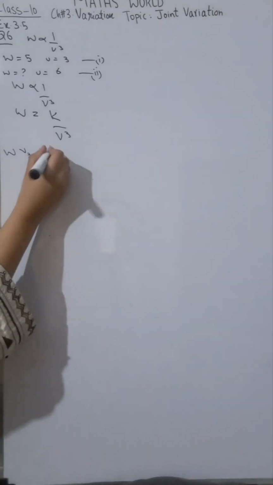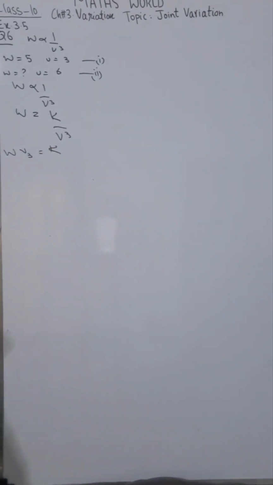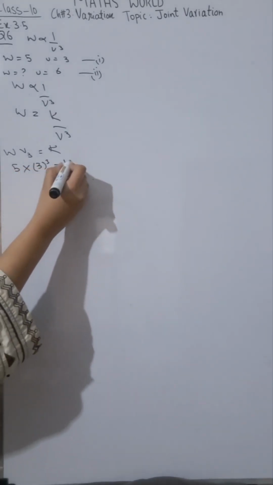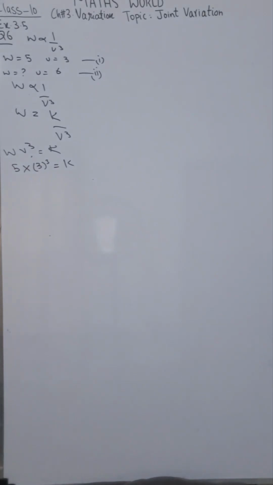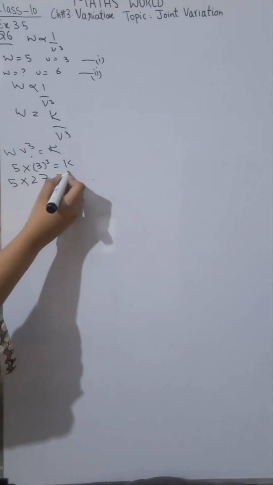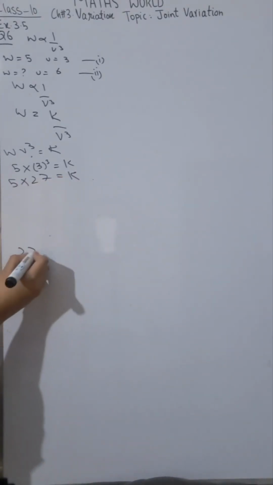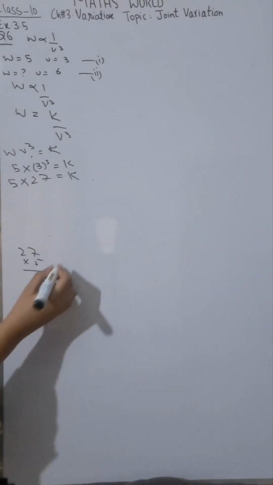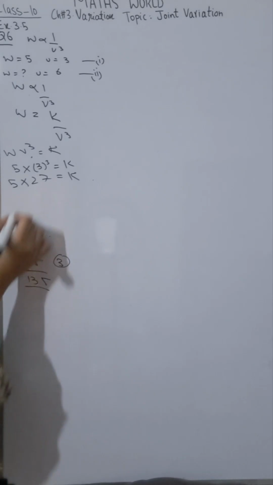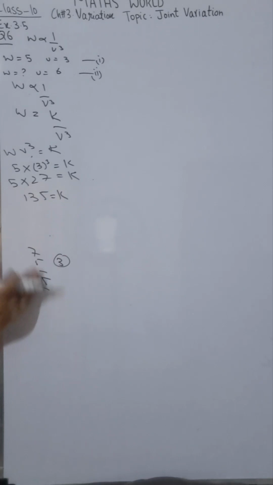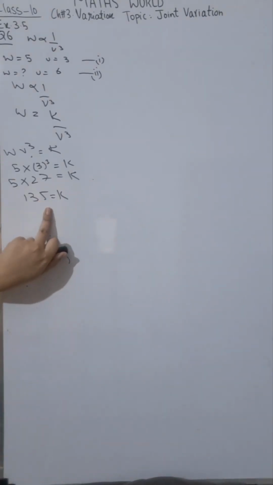V w cube is equal to k. So v for the first case is 5 and w is 3, so 5 into 3 cube equals k. So 5 and 3 3s are 9 and 27. I am just using the head techniques, so that if you don't have a calculator, or you're not good in maths, no need to worry. You have to practice, but these are the techniques by which you can multiply. So k is equal to 135.